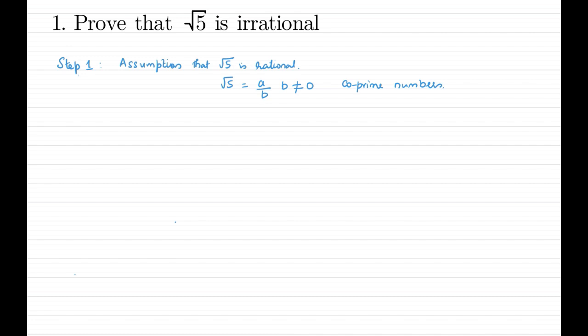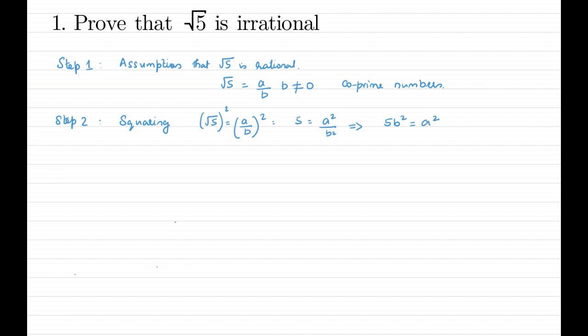This is step 1. Step 2 is we will square this. Step 2 is squaring. So root 5 is equal to a by b. We will square it. Then we will get 5 is equal to a square by b square. That implies 5b square is equal to a square.